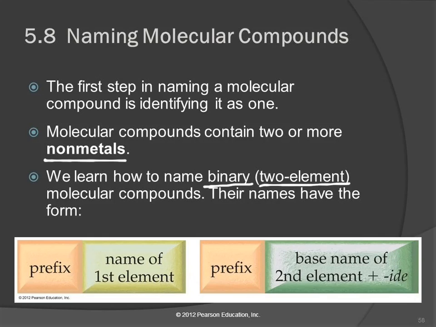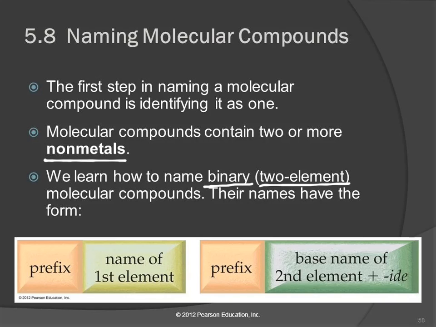That means two elements. If you see a compound that has 3 or 4 nonmetals, it's not a binary molecular compound, and you can't use this system. By the way, this is a student's favorite system of naming things.